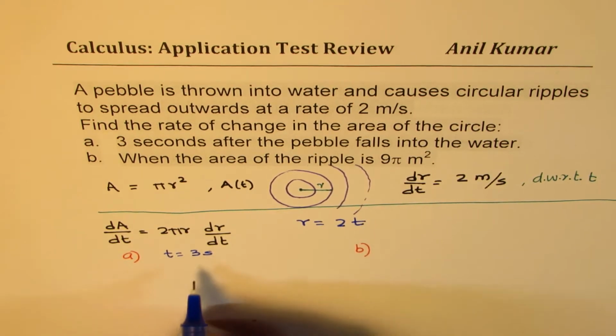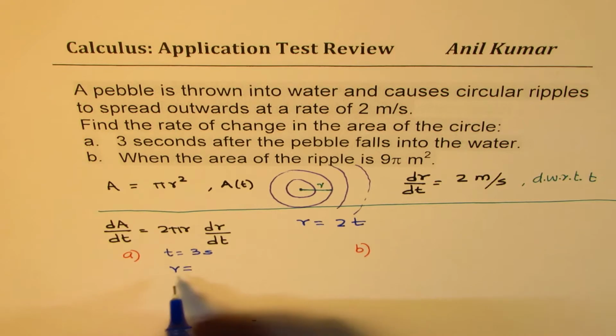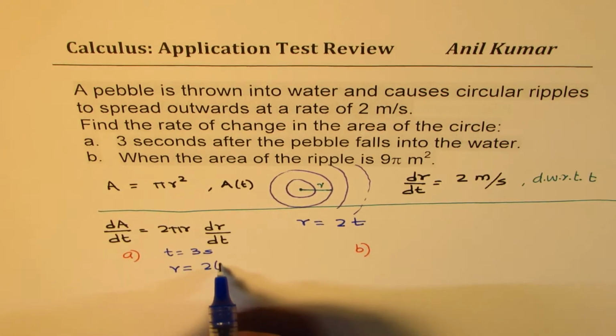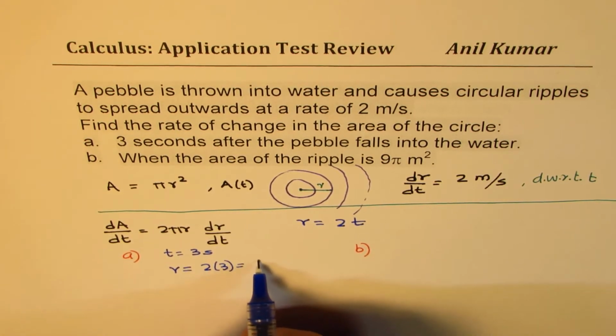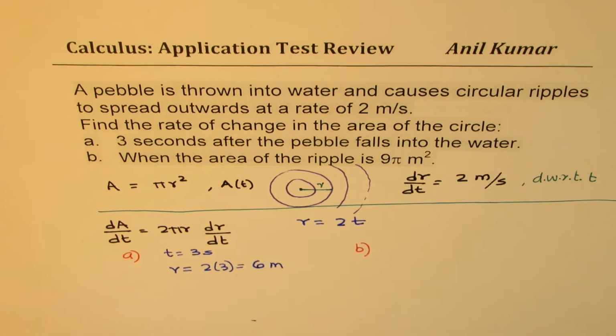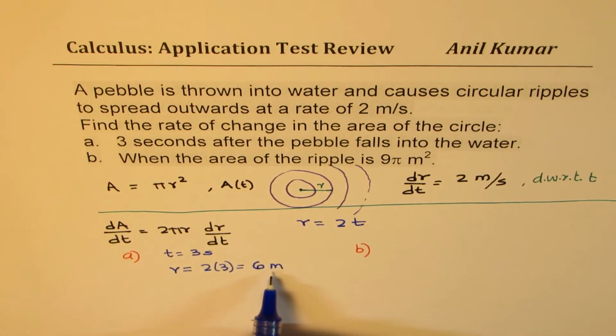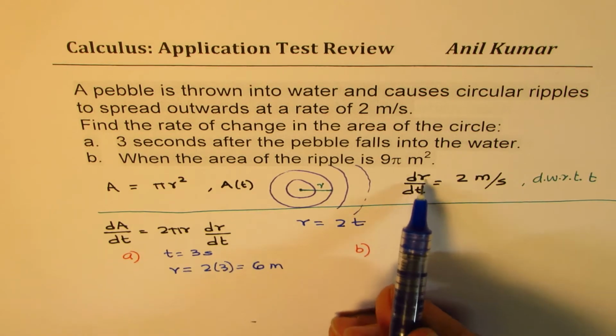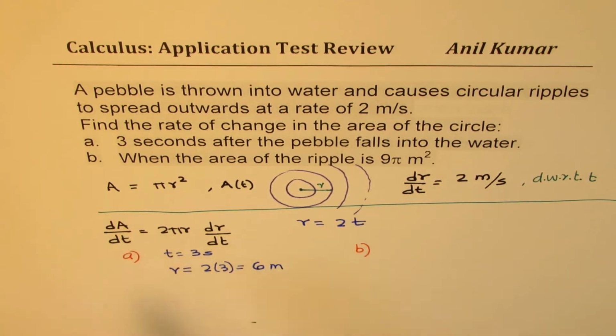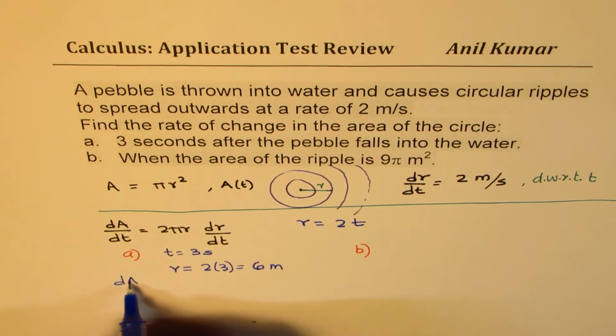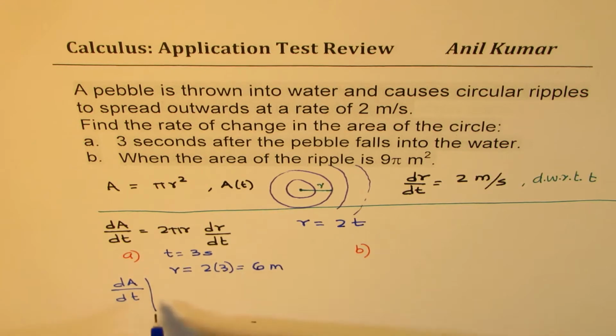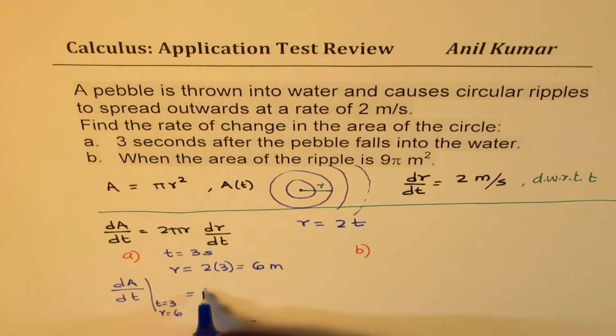So after 3 seconds, we can find what the radius is. So radius is going to be 2 times 3, which is 6 meters. You get an idea. Once you know this, and we already know dr/dt is 2 meters per second, we can now find the change in area. So I hope you appreciate how we have to do such questions, right? So we are talking about time as 3 seconds, and at that time radius is going to be 6. And now we can substitute these values to get the answer.